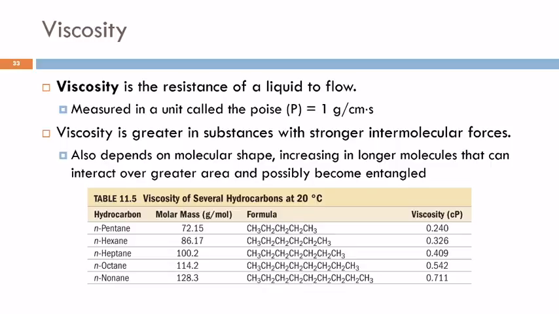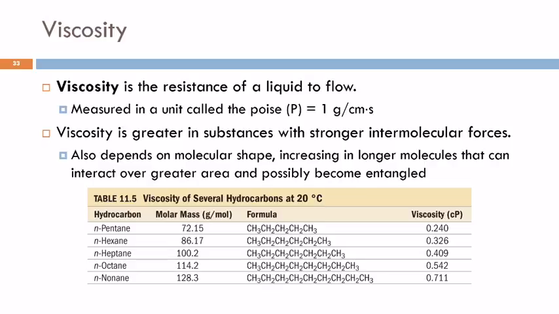Another property is viscosity. Viscosity is the resistance of a liquid to flow. It's measured in a unit called poise, which is a gram per centimeter second. I'm just kind of telling you that; we're not going to do anything with it. Viscosity is greater in substances that have stronger intermolecular forces. That makes sense. If you think of what is required for a liquid to flow, the particles need to be moving past each other, and the easier it is for them to move past each other, the more easily the liquid flows.